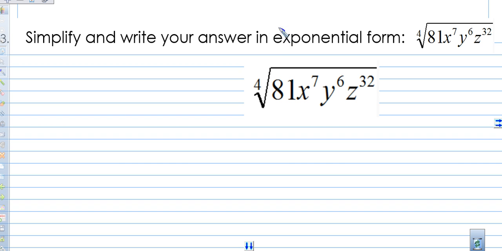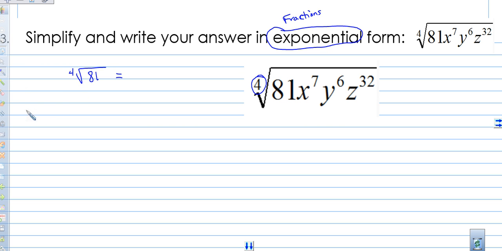Simplify and write your answer in exponential form. So remember, that's like fractional exponents, so fractions. Okay? So we look here, we have the 4th root. So we're going to try to take the 4th root of 81, and then you can use your calculator for this.